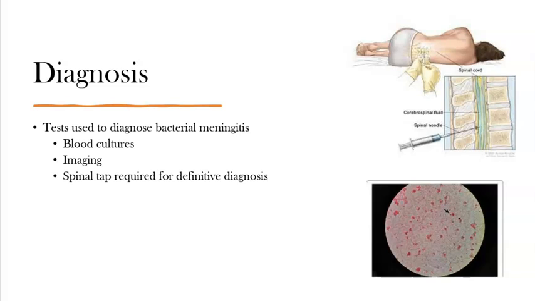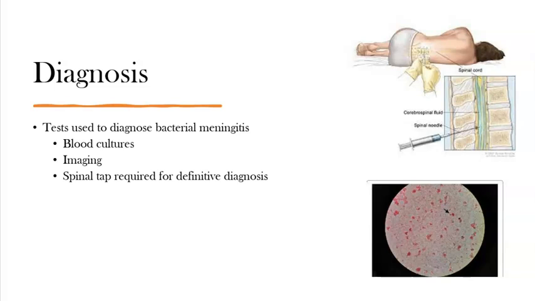Imaging is another way to see if there's an infection. CTs or MRIs of the head may show swelling or inflammation, as well as X-rays or CTs of the chest or even the sinuses may show an infection that may be associated with meningitis.